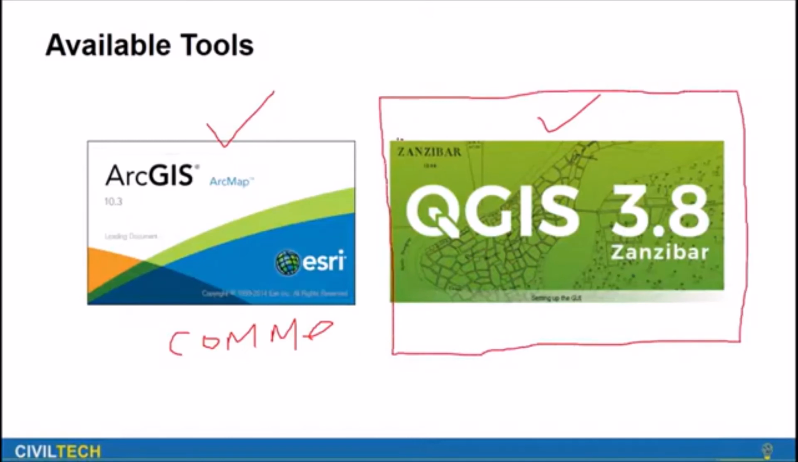But trust me, the functionalities are more or less similar, so you can do each of the examples we have discussed so far using QGIS very easily. But you need to spend a little time to understand how the software works. You need to know where you get the data from. You need to know how to process it.